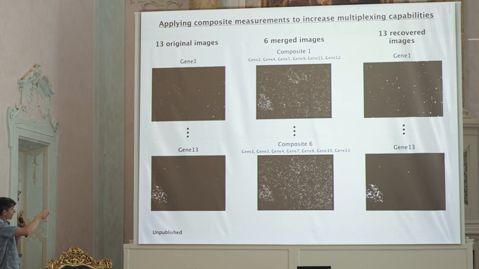So we said, suppose that we made these sort of simple compositions with just binary weights. So in this case, composite measurement number 1 would correspond to taking antibodies for this set of genes and just conjugating them to the same fluorophore. So if you do that, you're going to get an image that looks like a hot mess, almost like you just measured many things simultaneously in the same image, because that's what you did. So we simulate this by taking the images for these genes and just merging them together.